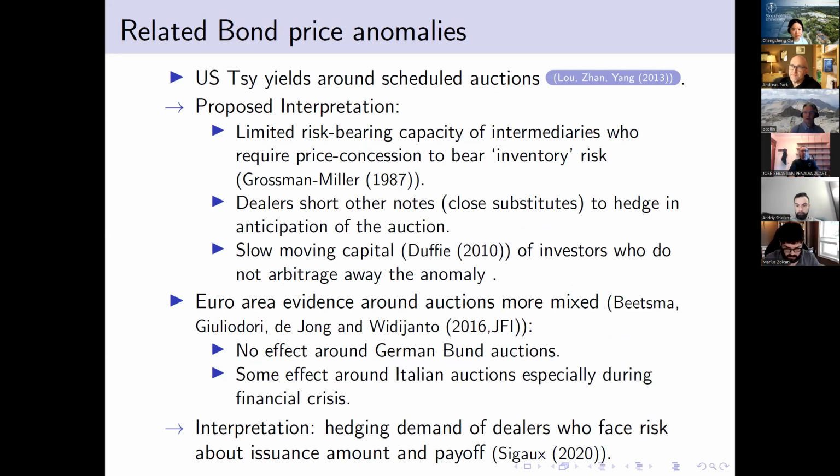Now, of course, we know we're not the first ones to show evidence of patterns, even in government securities, around scheduled periods of time or deterministic periods known in advance.